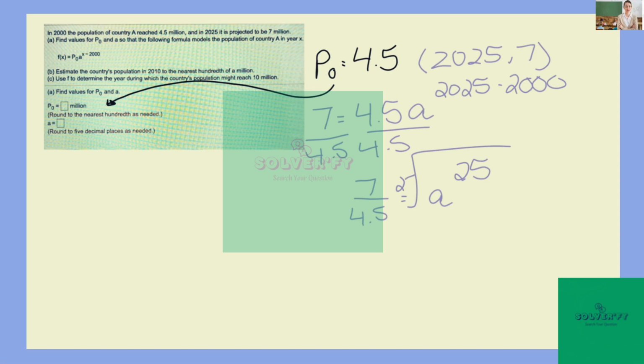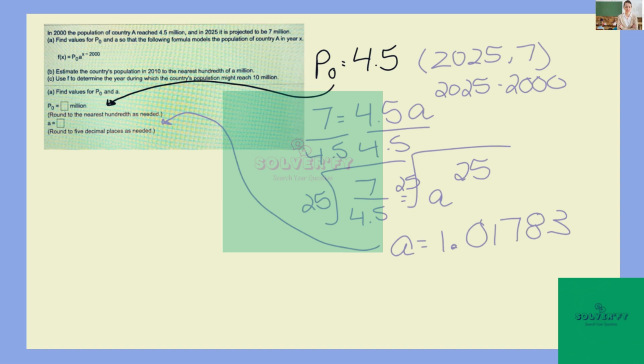And then to find our A value, we're just going to need to take the 25th root of both sides, which you're going to want to do in your calculator. And if you round that to 5 decimal places, you should get that your A value is 1.01783. Now that we have our A and our P of 0, we have our equation. So to solve B and C, we're just going to use our equation.